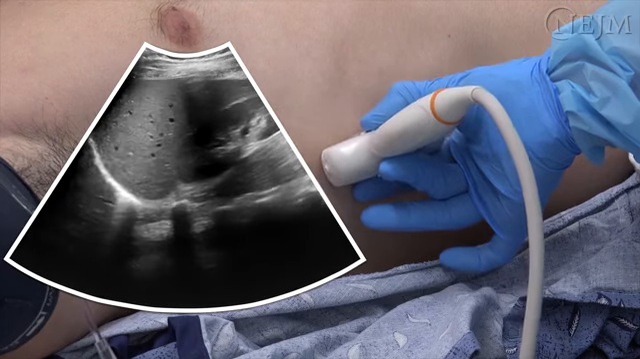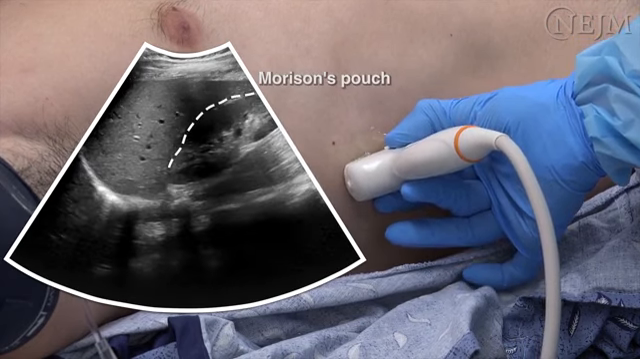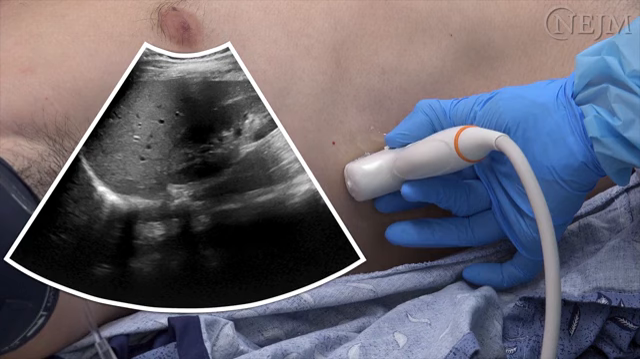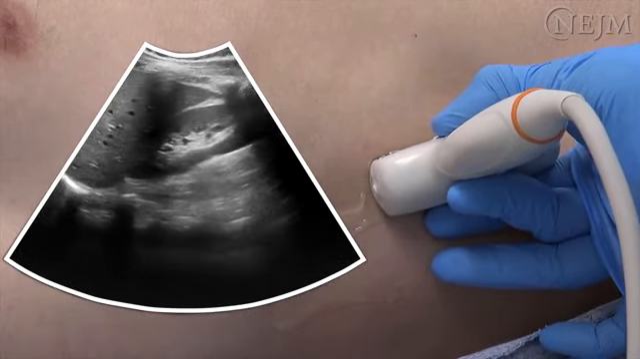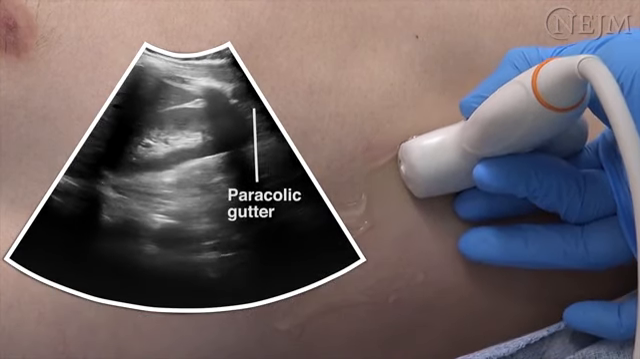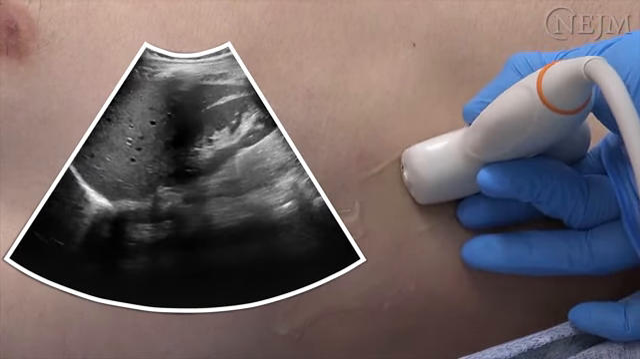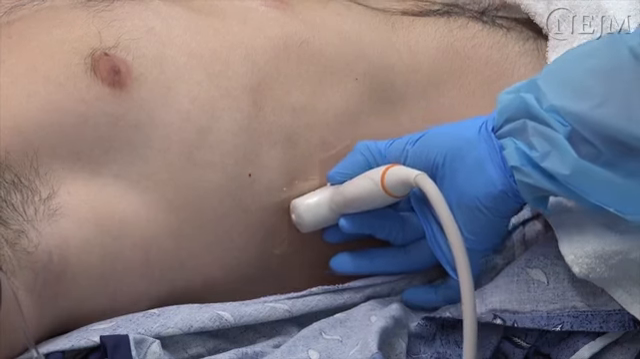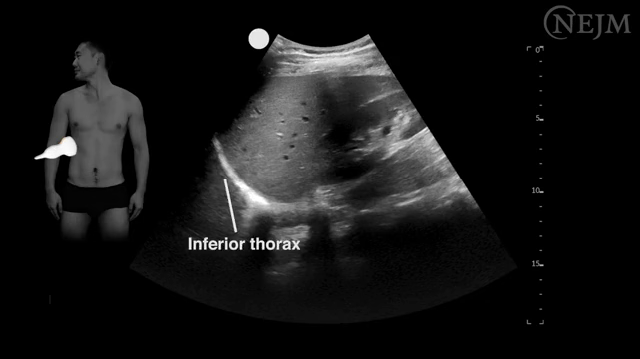Tilt the probe anteriorly and posteriorly to evaluate Morrison's pouch, which is the space between the underside of the right lobe of the liver and the right kidney. Slide the probe caudally to evaluate the tip of the liver and the superior aspect of the right paracolic gutter, which is the space between the ascending colon and the lateral abdominal wall. Slide the probe cephalad to visualize the diaphragm, the right subdiaphragmatic space, which is located between the liver and the diaphragm, and the right inferior portion of the thorax, using the liver as an acoustic window.